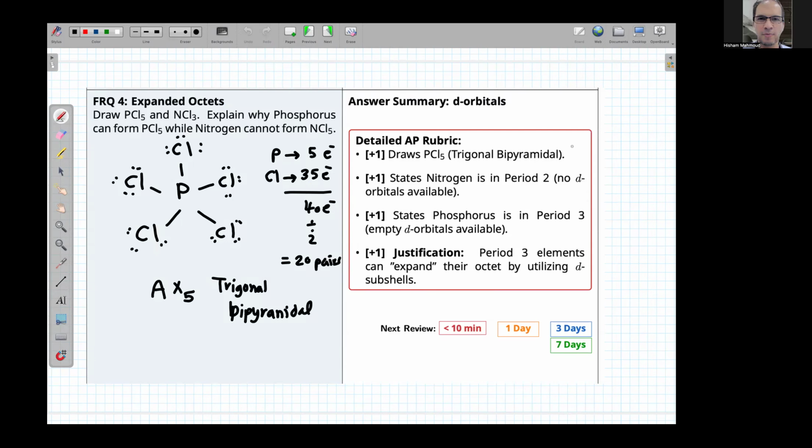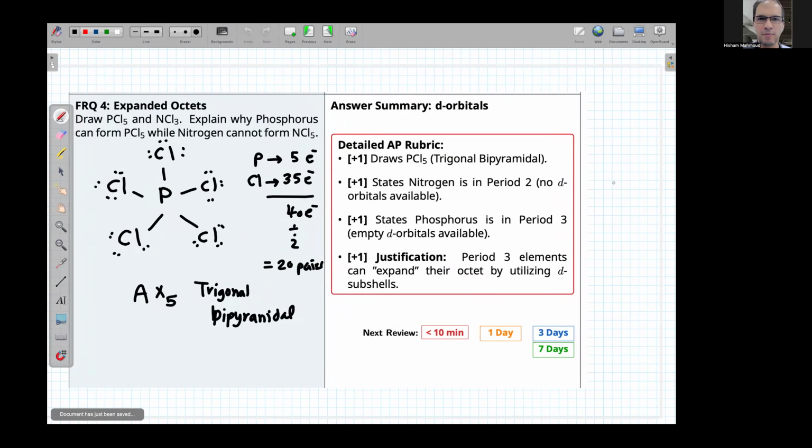While if we draw NCl3, nitrogen has 3 chlorines and 1 lone pair of electrons on it. It has a trigonal pyramidal shape. The other one was trigonal bipyramidal. This is one central atom, 3 atoms around it, and 1 lone pair of electrons. Nitrogen has 8 electrons around it, so 3 bonds plus 1 lone pair. It follows the octet rule.